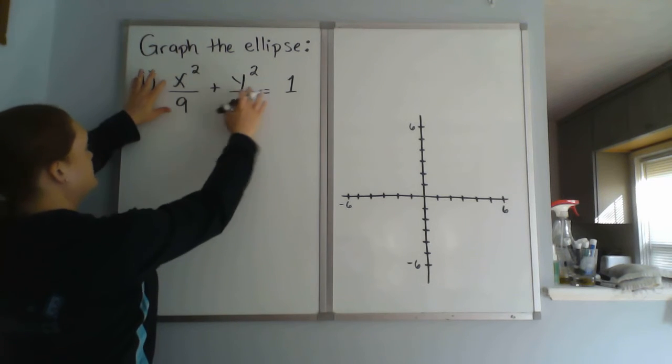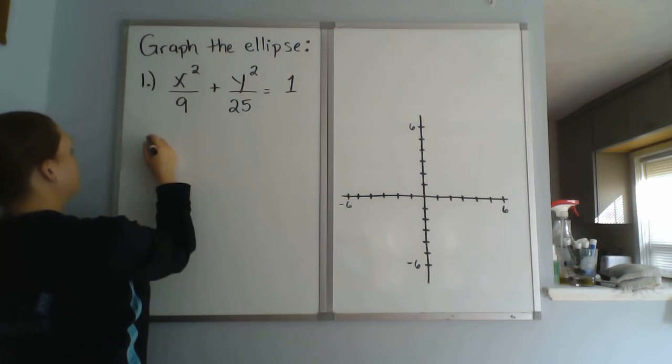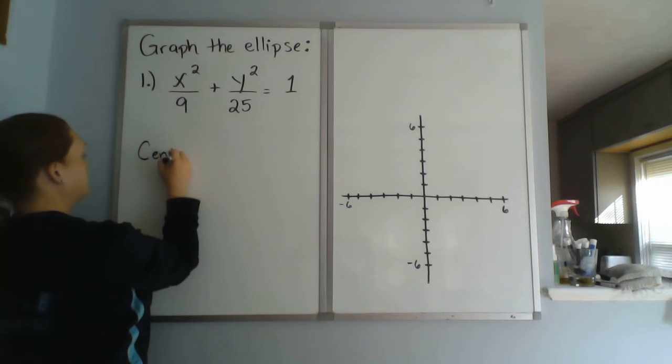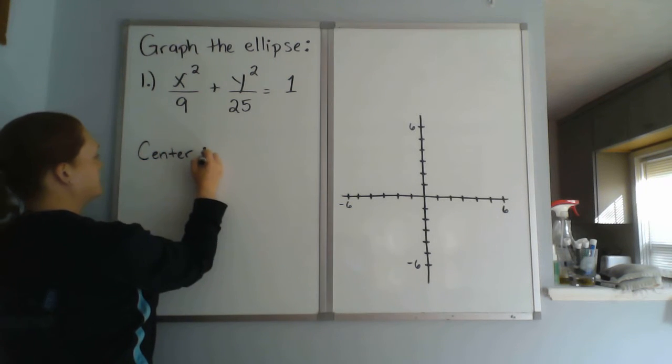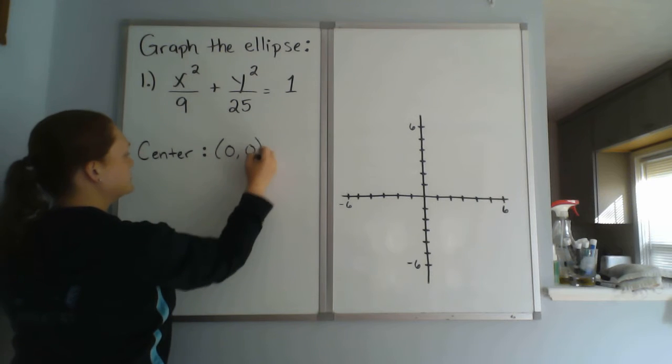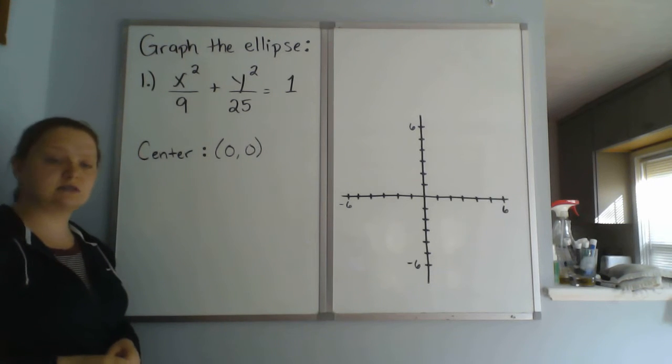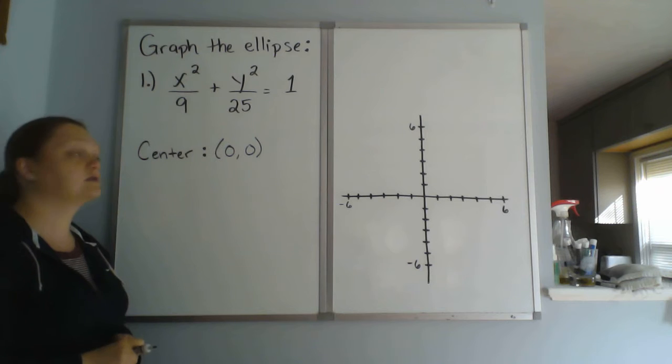Because this doesn't have any addition or subtraction involved, that means that the center is at the origin, or 0, 0. That's the first thing you want to identify for every ellipse: where is the center? Similar to when we were graphing circles.